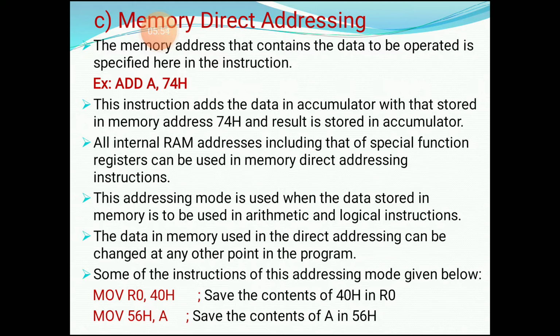This addressing mode is used when data stored in the memory is to be used in the arithmetic and logical instructions. The data in memory used in direct addressing can be changed at any other point in the program. Some of the instructions of this addressing mode are given below. MOV R0, 40H. This instruction copies the data from the 40H memory location to the register R0. MOV 56H, A. This instruction copies data from the accumulator to the memory location 56H.